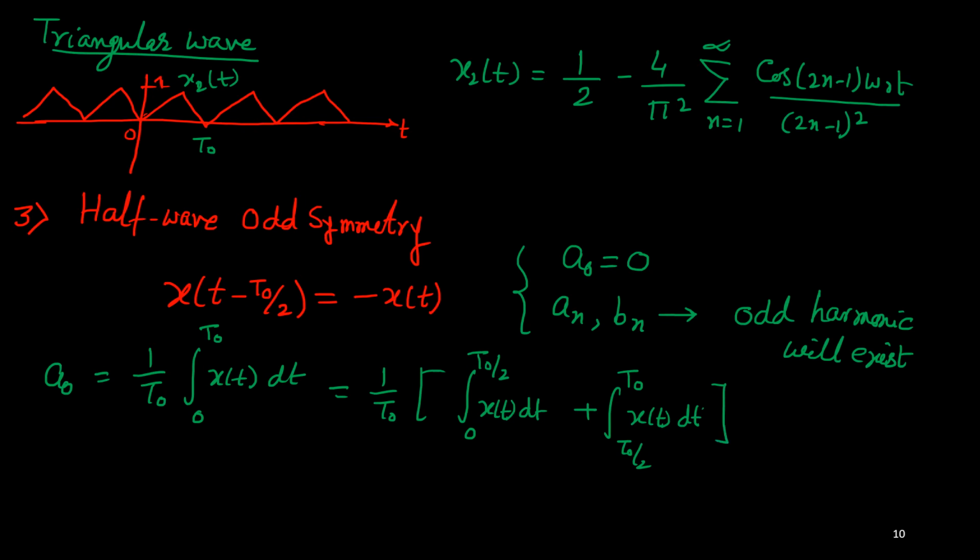Now here, I replace for the first. Okay, let us consider separately. That we will consider as I1 plus I2. Okay, so here I1 is 1 upon T naught, this integral from 0 to T naught by 2, x of t dt. Now replace here t plus T naught by 2 equals to tau.